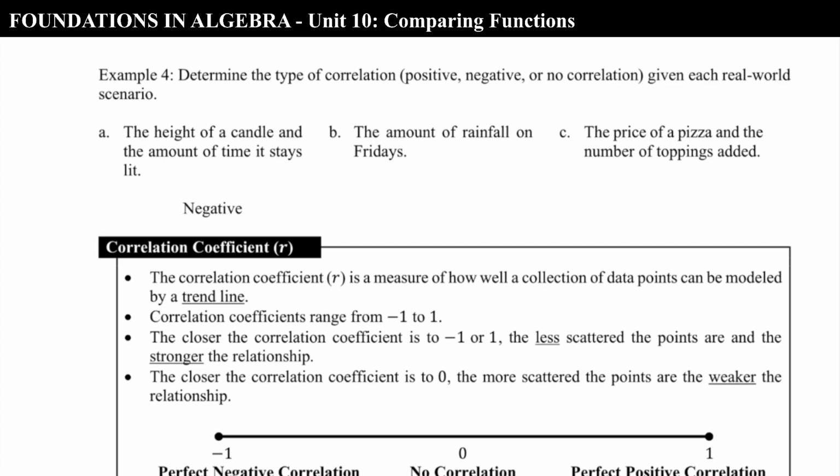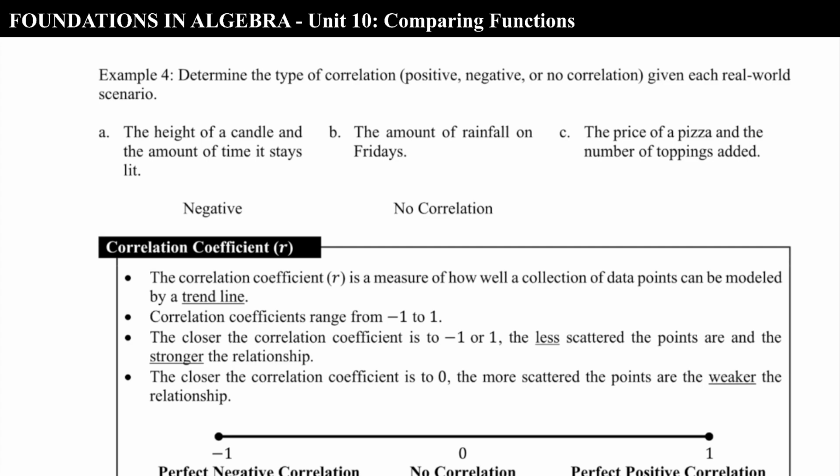For B, the amount of rainfall on Fridays. Well, is there a correlation there? I mean, some Fridays it rains, some Fridays it doesn't. Sometimes it will rain 3 Fridays in a row. Sometimes it will rain just one Friday and then be dry the other 3 or 4. So there's no correlation here.